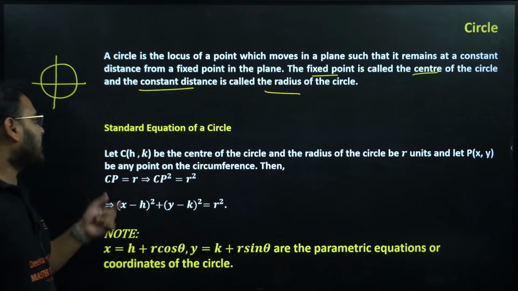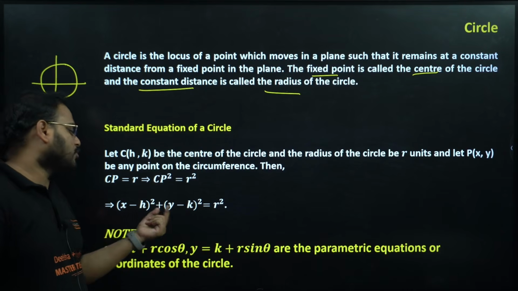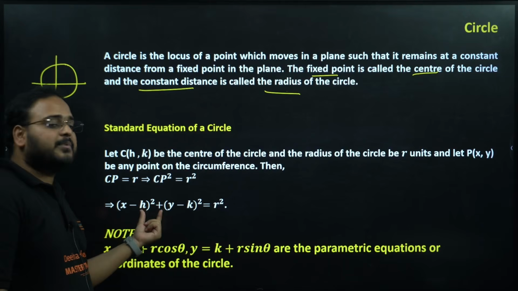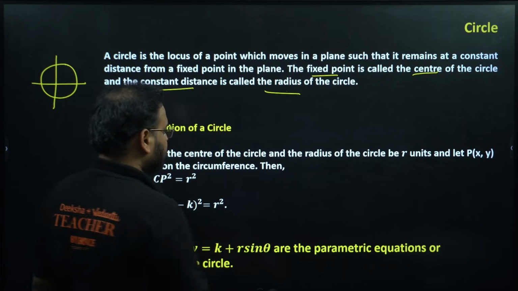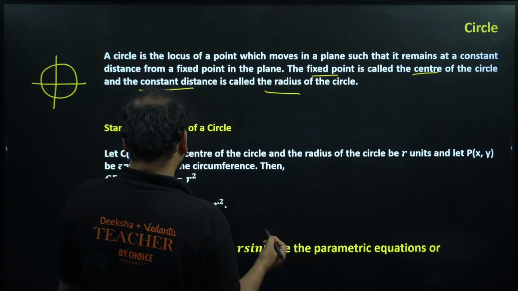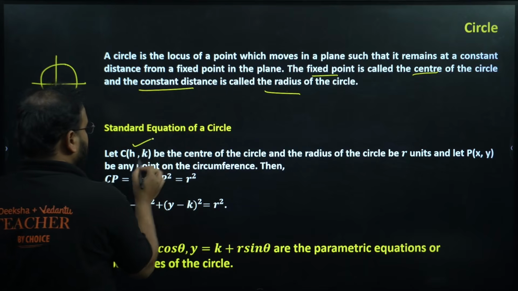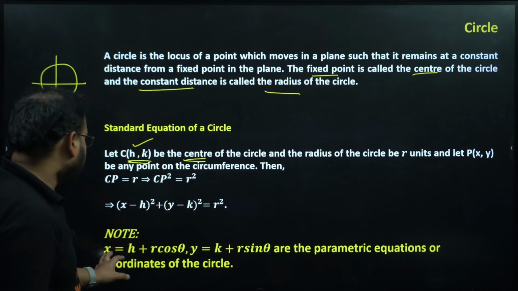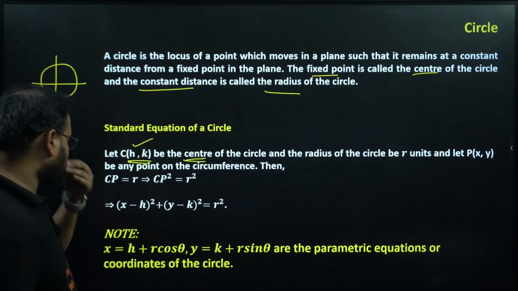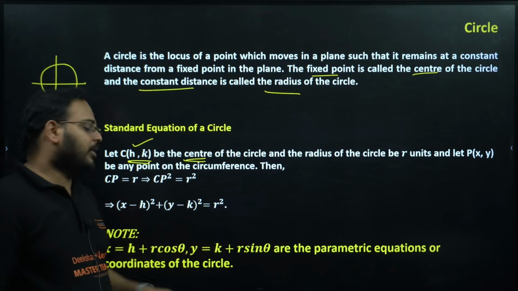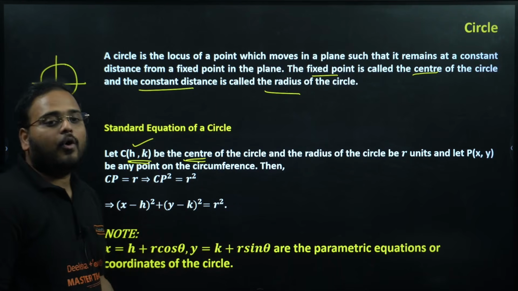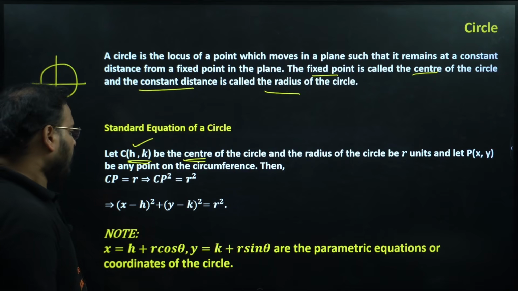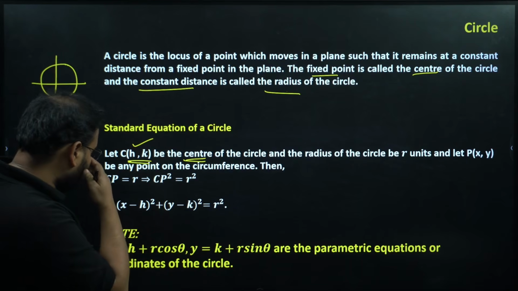The standard equation of a circle is (x minus h) the whole square plus (y minus k) the whole square equals r square. What are h and k? h and k represent your center. Note, if you write x as h plus r cos theta and y equal to k plus r sin theta, this is the parametric form, the parametric coordinates of the circle.